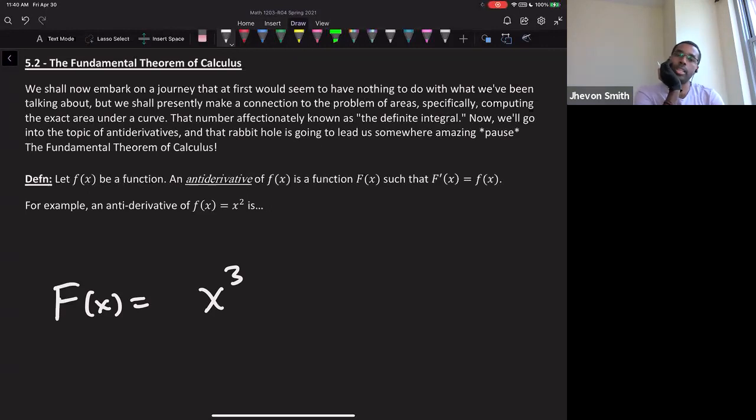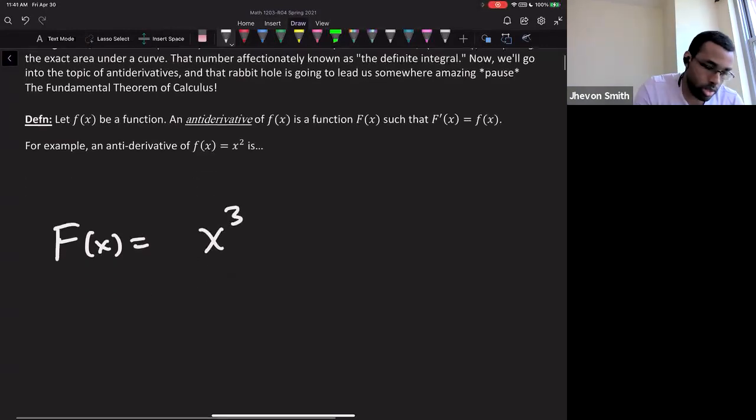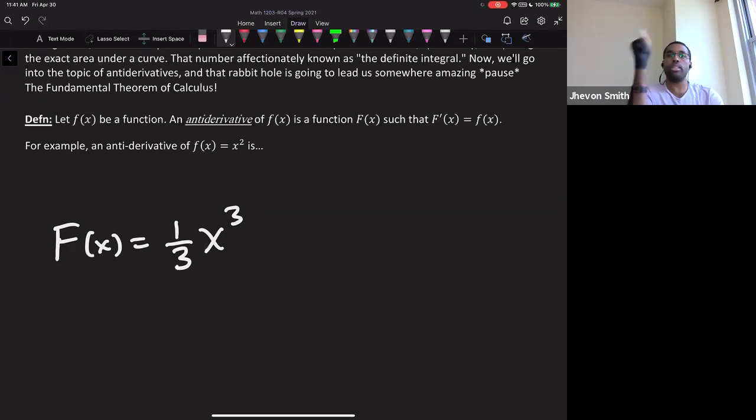Okay, but then there's something else. Now, if I were to differentiate the x cubed, the 3 would come down and multiply, right? Now the 3 represents 1 more than the power that I currently have, and it's being multiplied. So what I would want to do is divide by that power. So what I can do here is put a 1/3. And now if I differentiate this function, the 3 is going to come down, cancel the 1/3, and then I'm going to subtract 1 from the 3 to get a 2. So this gives me x squared as the result. So this is an antiderivative, right?